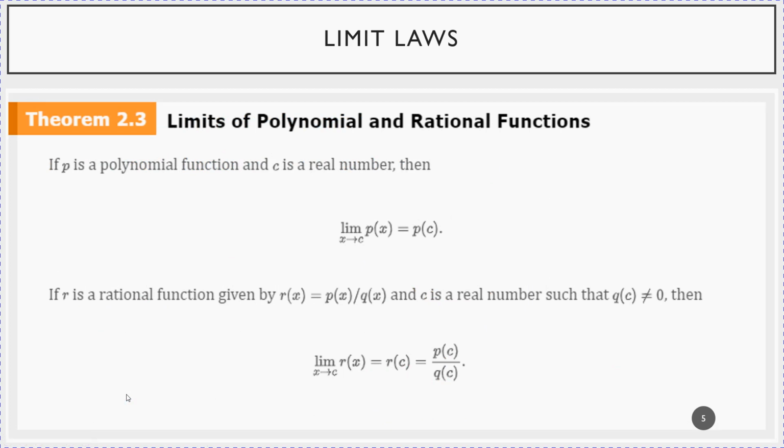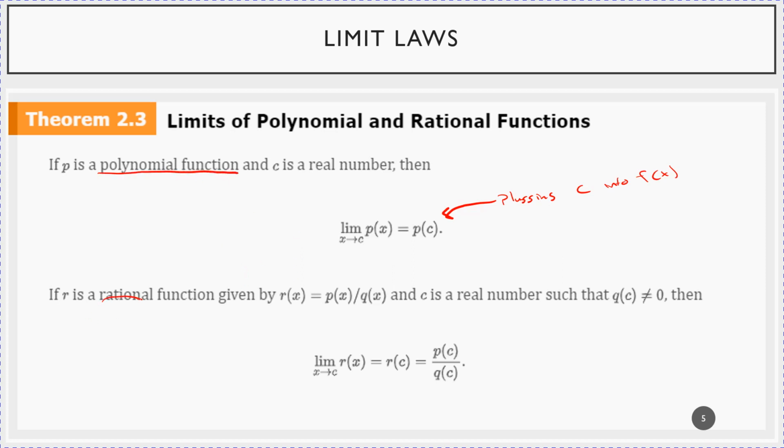These are going to come up a lot, and they're really, really easy. So if p is a polynomial function and c is any real number, if you have the limit as x goes to c of p of x, you just evaluate this at p of c. So what you're doing here, as long as it's a polynomial, and I'm asking you to find the limit as x goes to c, you're literally just plugging c into f of x. That's it. That's all you're doing. Piece of cake, as long as it's a polynomial function.